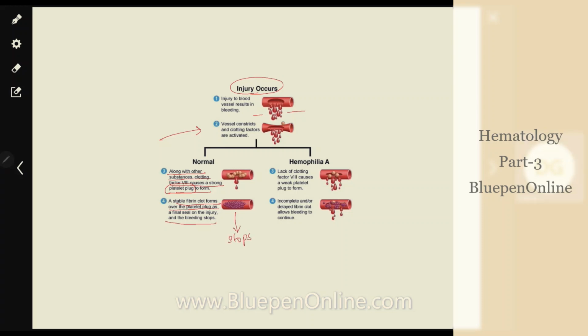In patients who have hemophilia A, they lack clotting factor 8. So a weak platelet plug is formed. So incomplete or delayed fibrin clot allows bleeding to continue. So there is continuous bleeding.